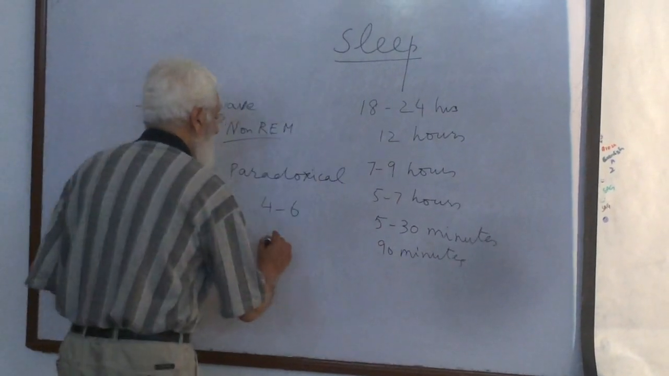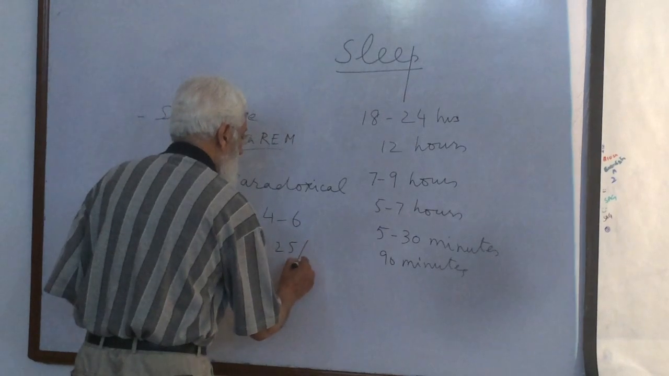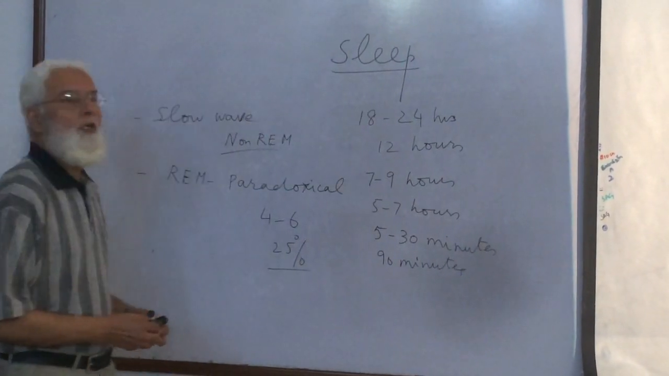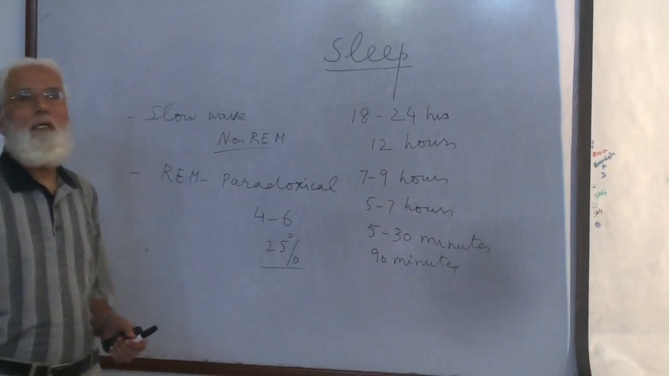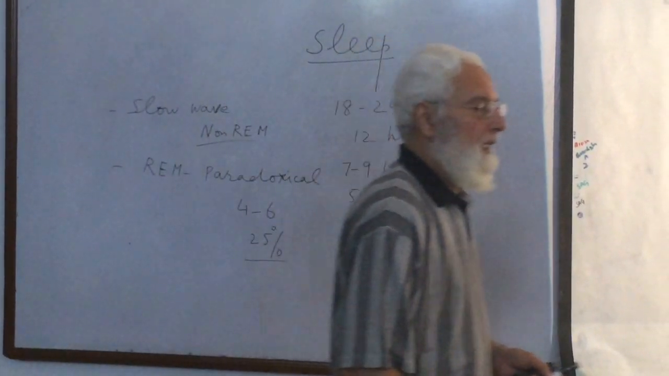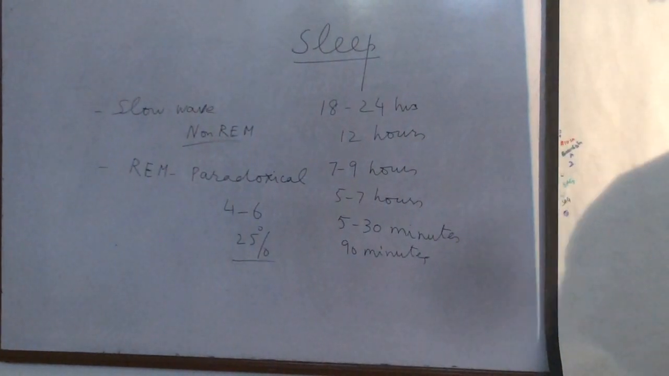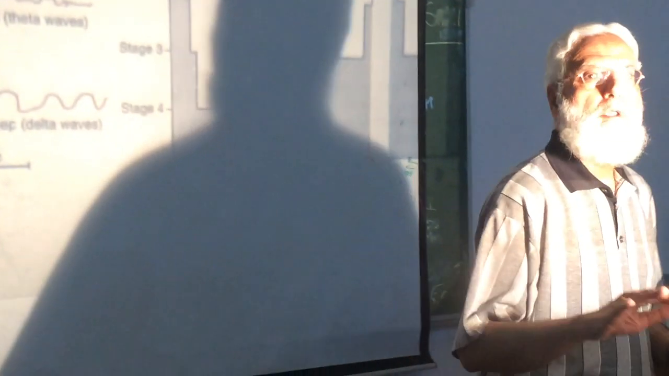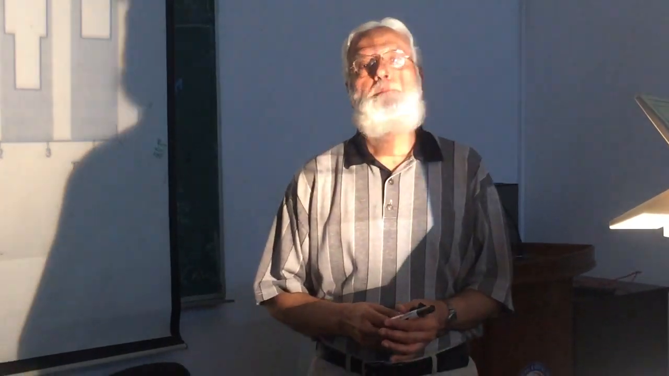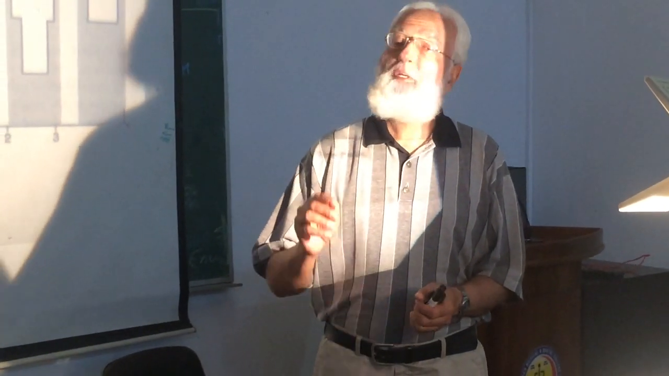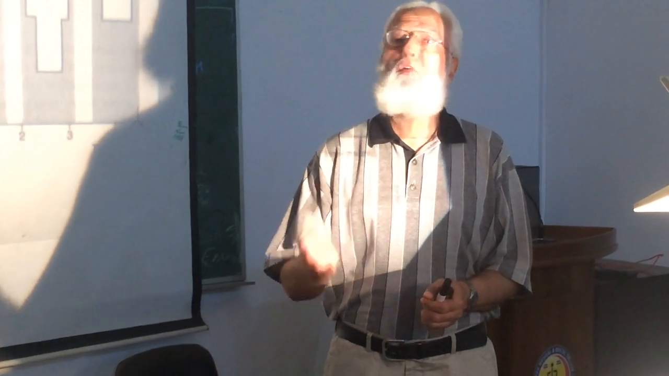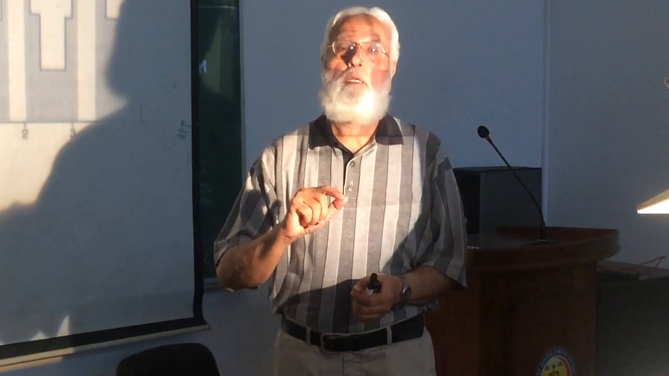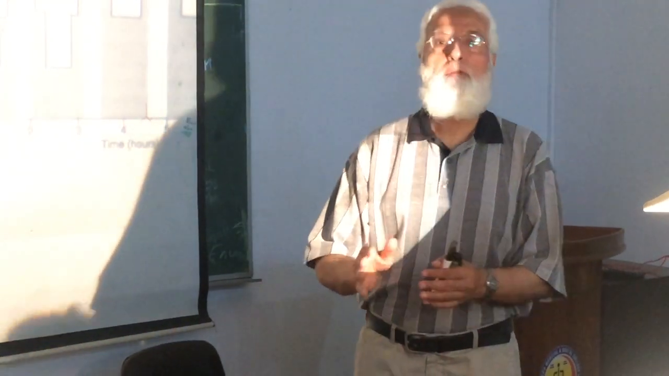REM sleep constitutes about 25% of the total sleep. REM sleep is more in old people as compared to young adults or children. If a person has taken rest before going to sleep, there will be more REM sleep.